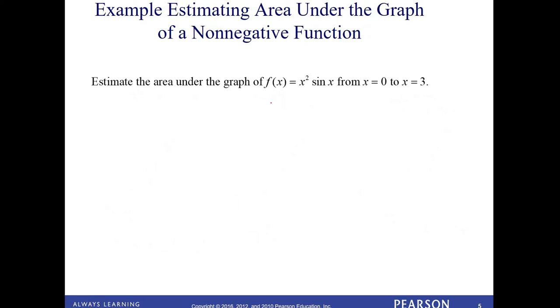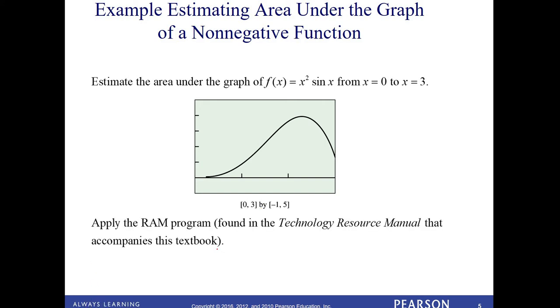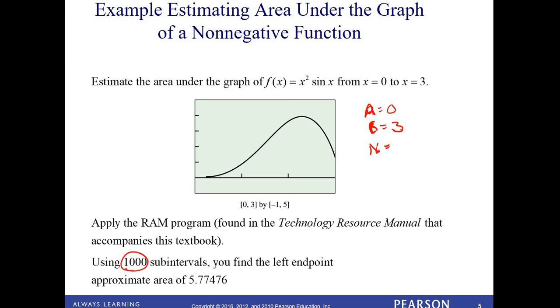The last thing is using the program that we entered. We are going to estimate the area under the graph of x squared sine x. We're going to apply the RAM program, which is the one that we talked about. A is going to be the left side. It's capital A in your program. When the A prompt comes up, you're going to enter 0. B is 3. In other words, we're going from A to B. N is the number of subintervals. In this case, we are going to use 1,000. Now, we would never do that by hand.